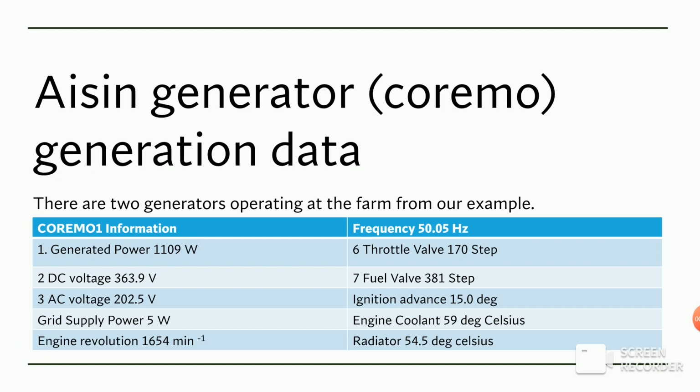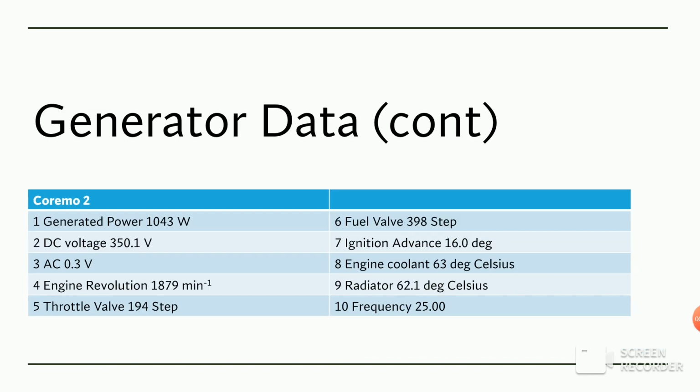The generators are called Corimo. This is the information that we're able to gather, and this information is collected 24/7 to ensure the system is operating properly. So for Corimo 1, we have the generated power, DC voltage, grid's power supply. We have the engine revolutions, the throttle valves, the fuel valves, ignition advance temperatures, engine coolant temperatures, and the radiant temperature. And Corimo 2, slightly different values, but same information.